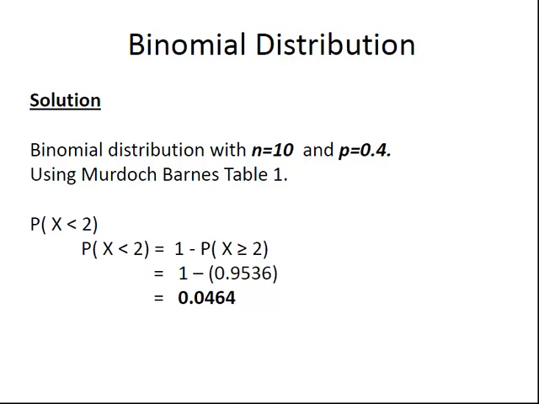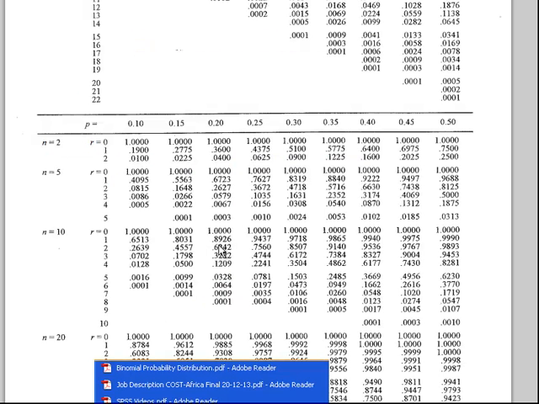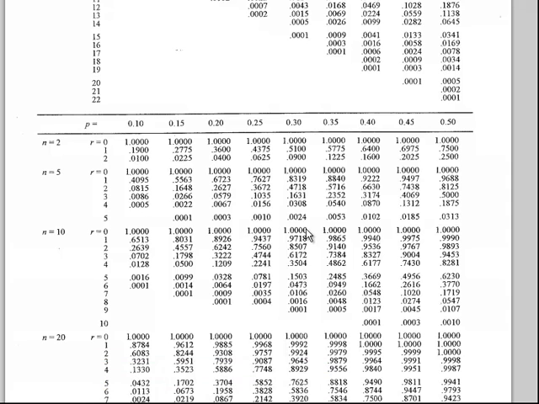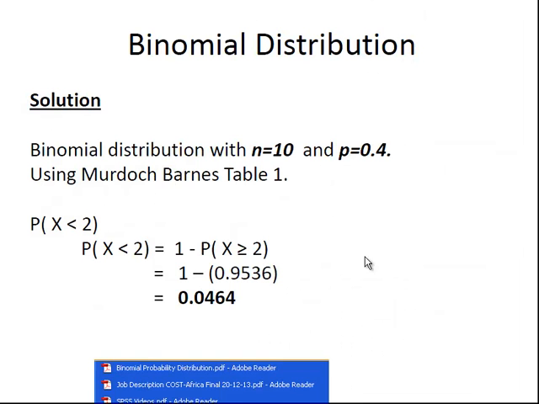0.0464. Now I'm going to go back to the probability distribution tables again, and let's be absolutely crystal clear about what I've done here. I've gone to where r is equal to 2, row 2, and I just went across here and found it to be 0.9536, and then subtracted from 1. So that's that question.